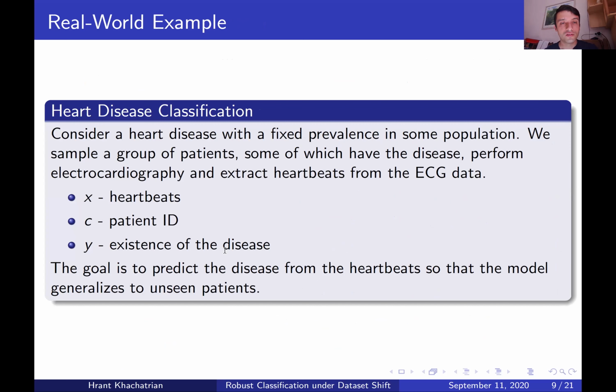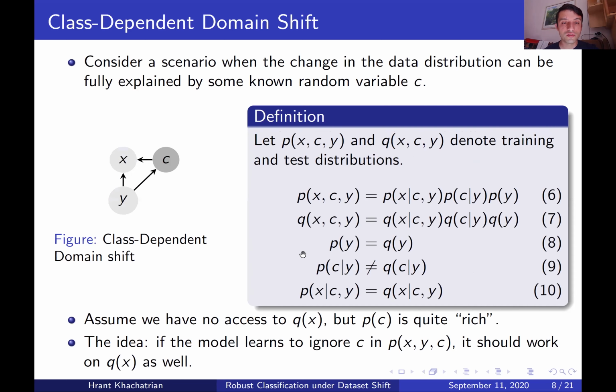So imagine that there is a heart disease which has some fixed prevalence in some population, so it does not change over time. When someone is born, we know that there is like a 1% chance that there is this heart disease. Whenever we sample a group of patients, some of them have this disease, and then we perform electrocardiography and extract heartbeats from this electrocardiography data. In this case, X would be the heartbeats, C would be the patient, and Y would be the existence of the disease.